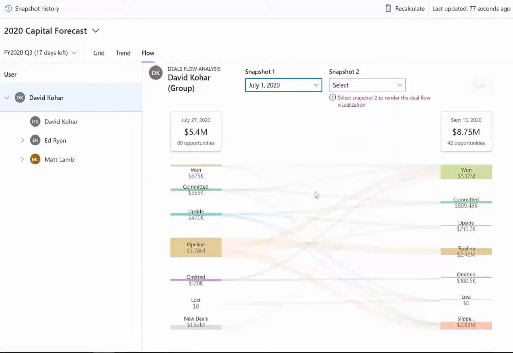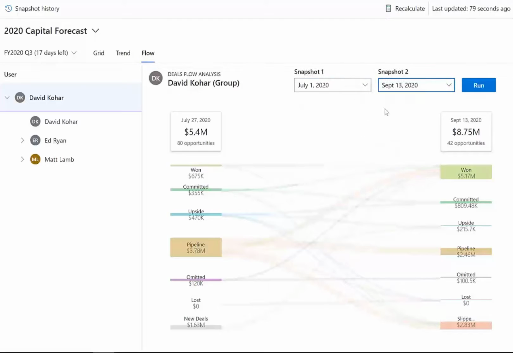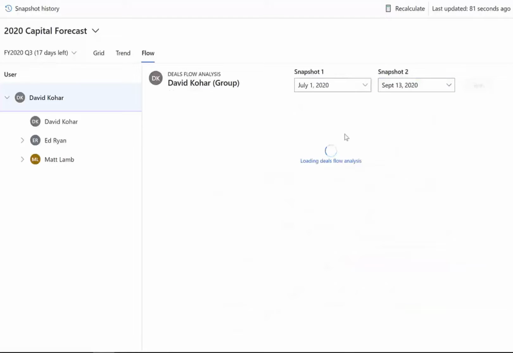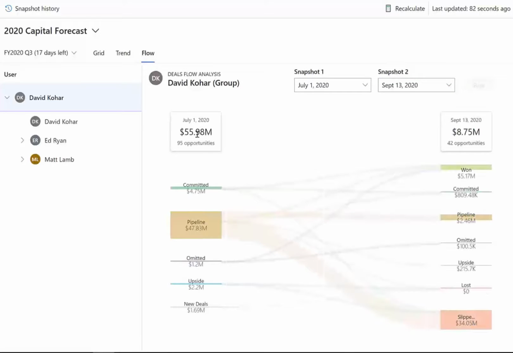So I'm going to go back to July 1st. And I'm going to pick today's date, and I'm going to run the analysis between these two. And so I can see that on July 1st, we actually had $55 million in the pipeline. Today, we have $8.75 million in the pipeline. And now that is for specifically this quarter. So I would expect that number to go down significantly.